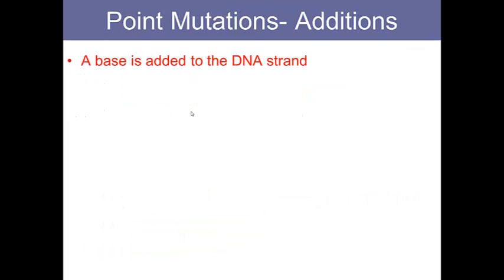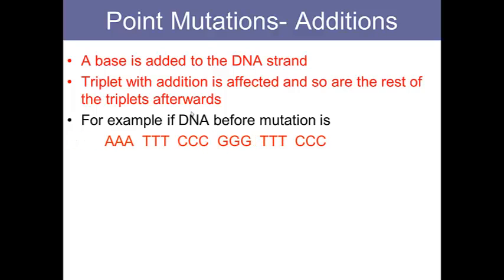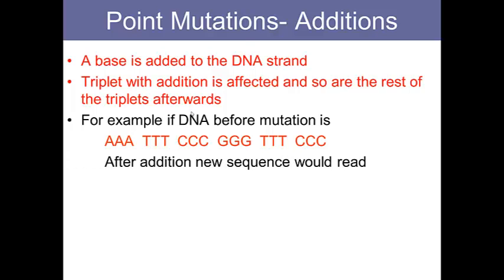A base is added to the DNA strand in an addition. The triplet with the addition is affected, and so are the rest of the triplets afterwards. So downstream is affected as well. For example, if a DNA before mutation is AAA, TTT, CCC, GGG, TTT, CCC, after the addition of a new base, it would read AAA, TTT, and now you have an addition of a G, GCC, CGG, GTT, TCC. So you can see how everything gets shifted downstream.